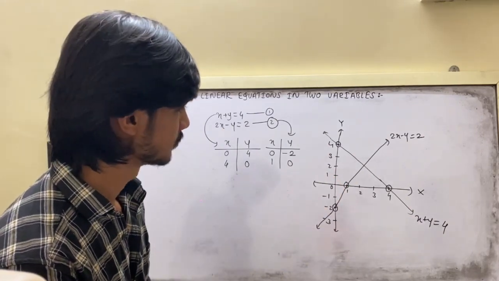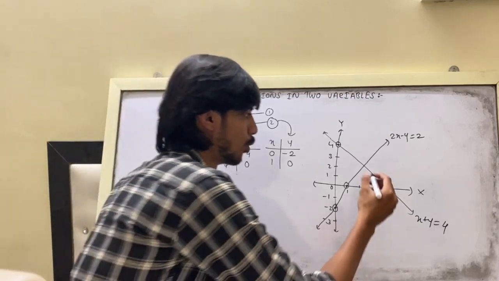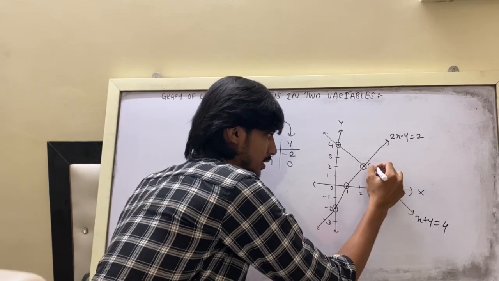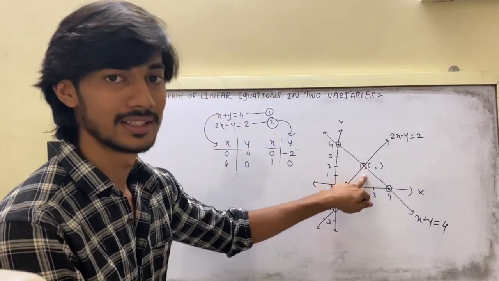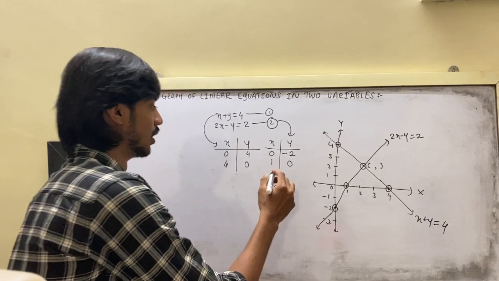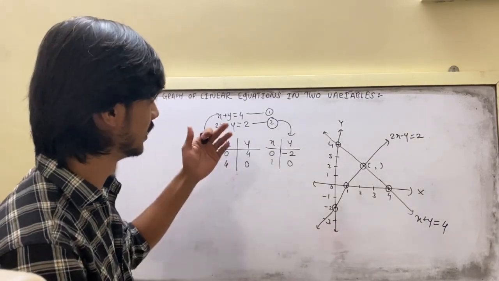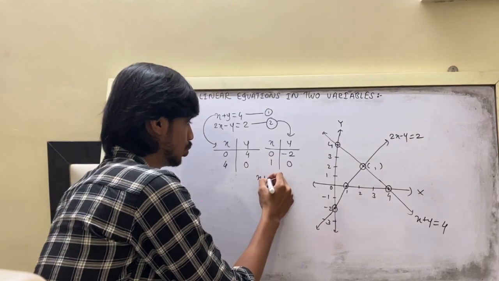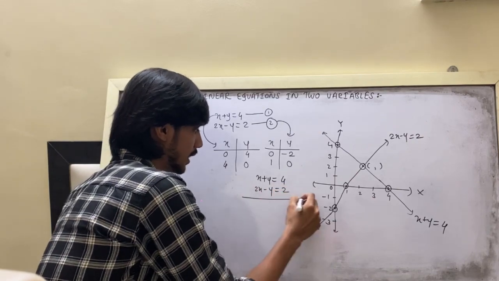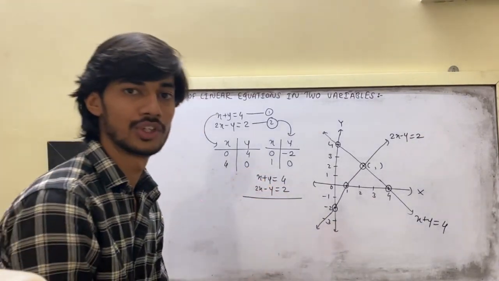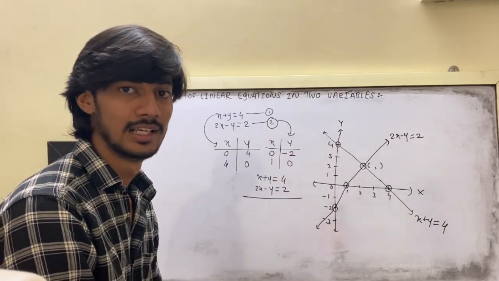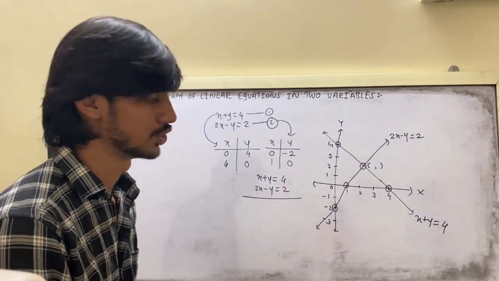And if you want to calculate the point of intersection of these two lines, how do you calculate it? We learned in the previous lecture that you take these two equations and solve them. You can watch my previous lecture, then you will get to know how to solve these equations.